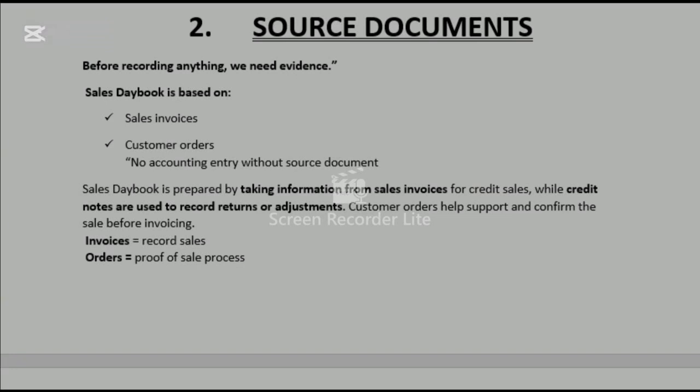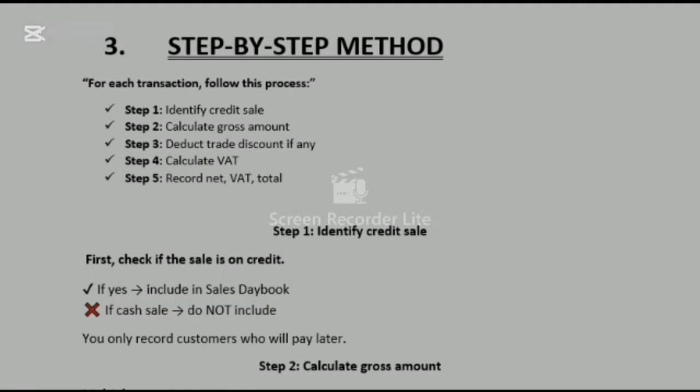The sales daybook is based on the sales invoice, showing that sales on credit have occurred, and when there is no source document, there is no accounting. The sales daybook is prepared by taking information from the sales invoice for credit sales, while credit notes are used to record returns or adjustments. Customer orders help support and confirm the sales before invoicing. I think the source document is understandable, because we need evidence of the transaction that has occurred.